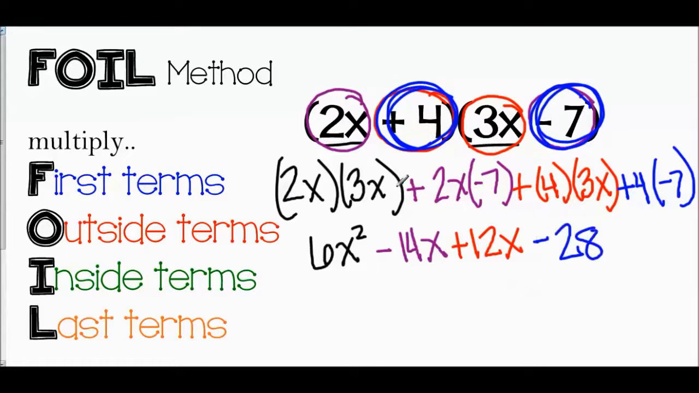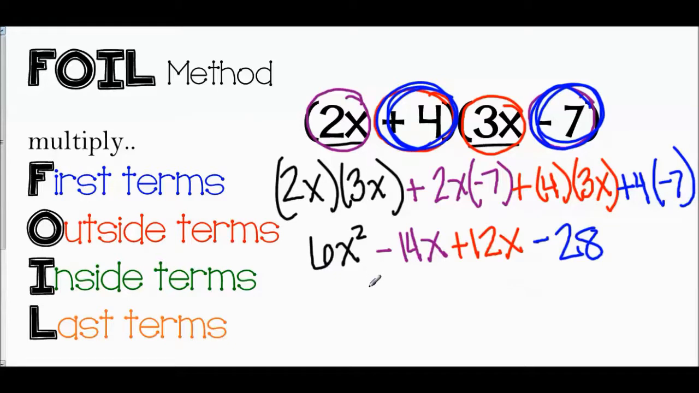Now this first line of writing is not something that by any means I expect you to write out as you're working them out. This right here is going on in your head. You're saying, okay, I'm going to multiply 2x times 3x, so I'm going to write down 6x squared. Then in my head, 2x times negative 7 is negative 14x. Then 4 times 3x in my head is 12x, and I write down 12x, and then do the same with positive 4 times negative 7.